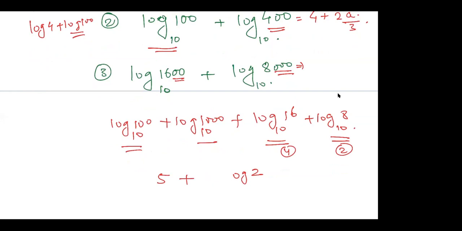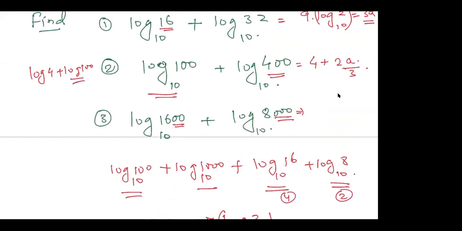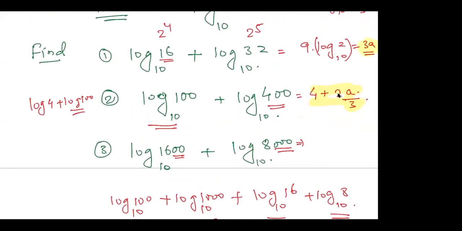So this is seven times log two with a base 10. And log two is nothing but a by three. So five plus seven a by three. Using this, the third answer is 5 plus 7a by 3. Second answer is 4 plus 2a by 3. And first one is 3a.